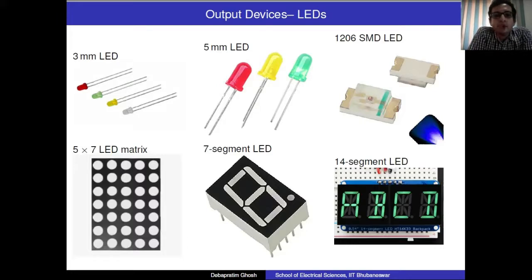Output devices include LEDs. The first two are through hole, whereas the third is an example of a 1206 SMD LED, which is a surface mount device. So once again, I repeat, 1206 stands for the long side being 0.12 inch and the short side being 0.06 inch. You also have different other kinds of output devices for LEDs.